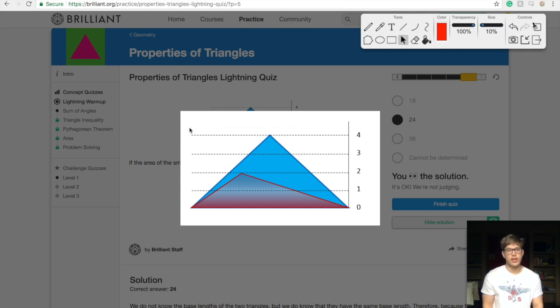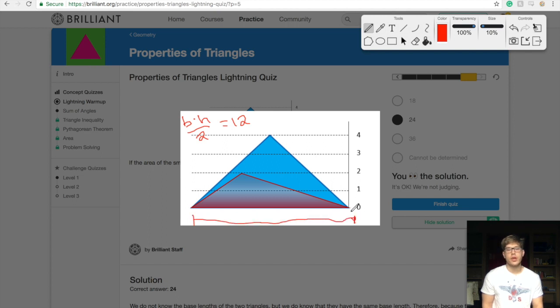So again, we know that base times height divided by 2 is our area, and we know our area in this case is 12. We have our height to be at a value of 2, but we do not know our base length. We see our base length is unknown for both the red and the blue triangles, and our base lengths are the same. So we know the height of the red triangle is 2, and we know the height of our blue triangle is what? It is 4.